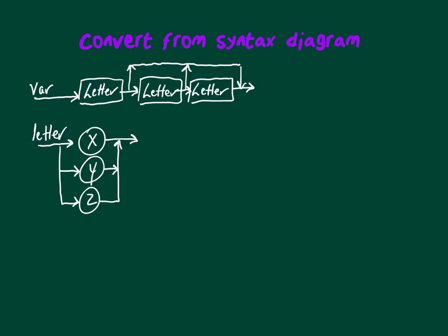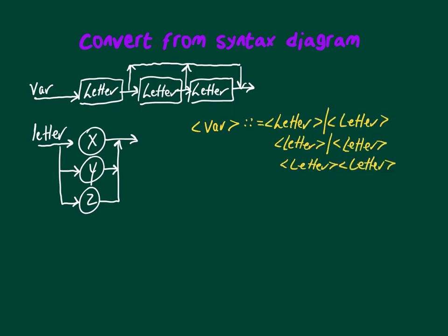So just to reinforce that, if we convert from a syntax diagram, the variable is var is letter, and then or letter letter, or letter letter letter. And the Backus-Naur form for the identifier called letter is x or y or z.